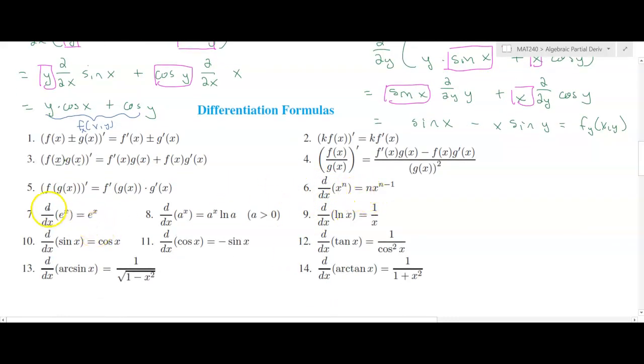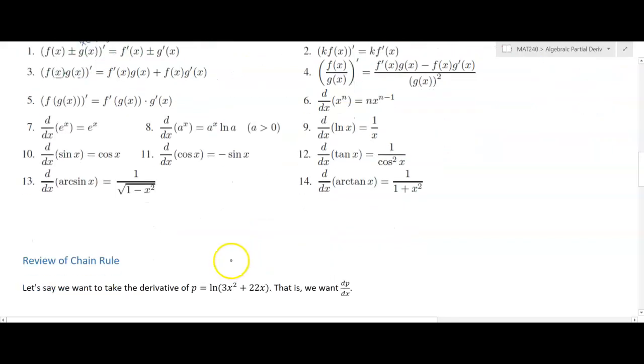The power rule, derivative of e to the x, the derivative of an exponential function where the base may not necessarily be the constant e, it could be like 2 to the x. So the derivative of 2 to the x would be 2 to the x times the natural log of 2. Derivative of natural log of x, 1 over x, sine, cosine, tangent. And then arcsine and arctan are listed here, but those are some of the less common ones that we want to differentiate.